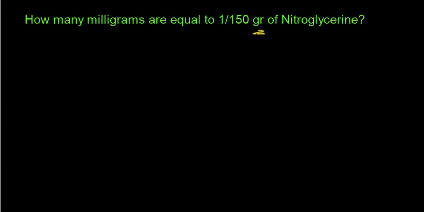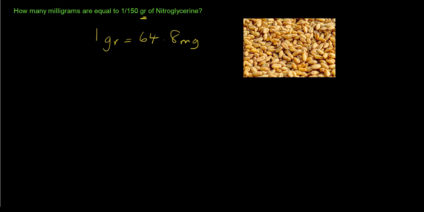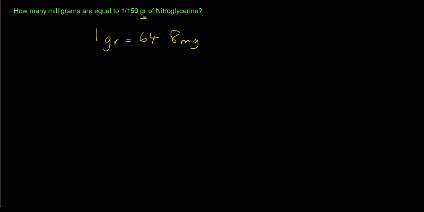1 grain is equal to 64.8 milligrams. Okay, 1 grain is equal to 64.8 milligrams. So that's the conversion factor that we need to know. And the grain is a unit of measurement of mass. It's actually supposed to be the weight of a single grain of cereal. Okay, but anyhow, what we want to do is convert from units of grain to milligrams.